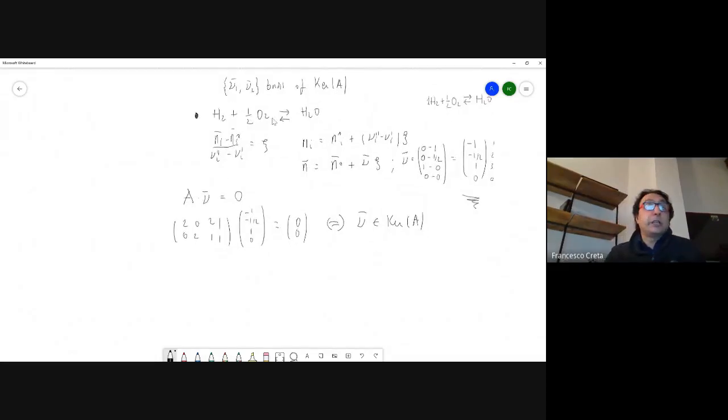So in this case, we cheated. I told you the reaction first, and then I verified that this reaction really corresponds to a basis vector, a stoichiometric vector, which is a basis vector of the kernel of A. So I cheated. We should do it the other way around later on.